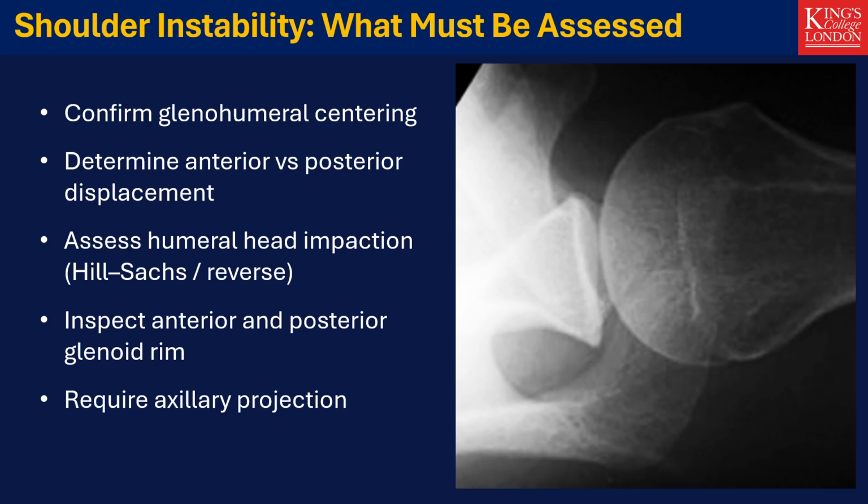Third, evaluate the humeral head for impaction defects, including a posterolateral Hill-Sachs lesion or an anteromedial reverse Hill-Sachs lesion. Fourth, inspect both the anterior and posterior glenoid rims for fracture or bone loss. Even subtle contour irregularity may indicate a bony Bankart lesion. Finally, insist on an axillary projection. Without it, posterior instability cannot be confidently excluded. A structured sequential approach prevents missed injuries.